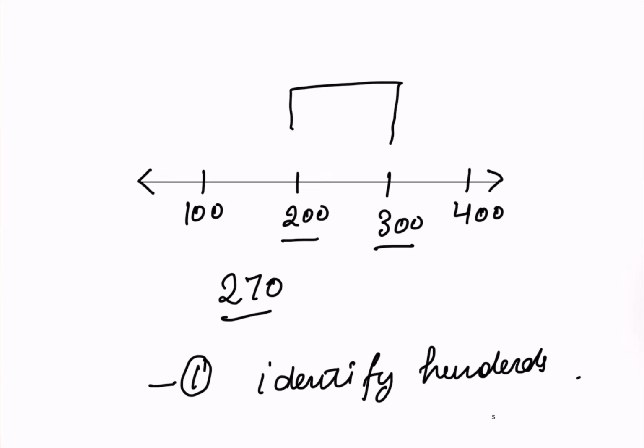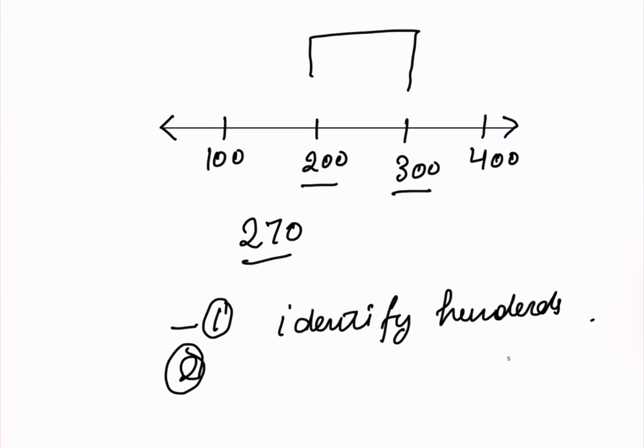Now the second step is to find the midpoint. This must be our 250. This will be our midpoint. Now we have the midpoint as well. Is 270 greater or less than 250? It has already passed the halfway point, right? 250, 260 and 270.